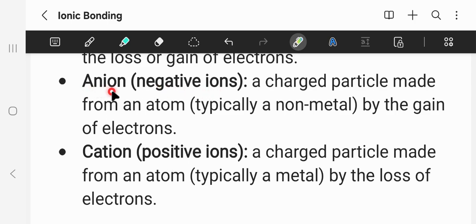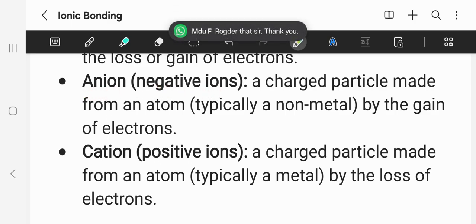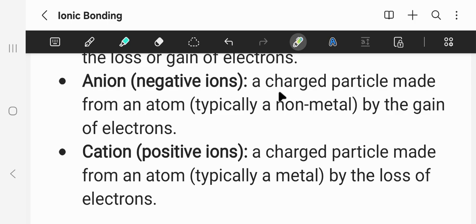A negative ion is said to be an anion. It is a charged particle made from an atom, which is typically a non-metal, by the gain of electrons. So an anion is formed mainly from non-metals, because non-metals are the ones that need electrons, and because of that, anions are going to be negatively charged. An example of an anion would be chlorine. It would be Cl minus, because chlorine needs one electron and it is a non-metal.